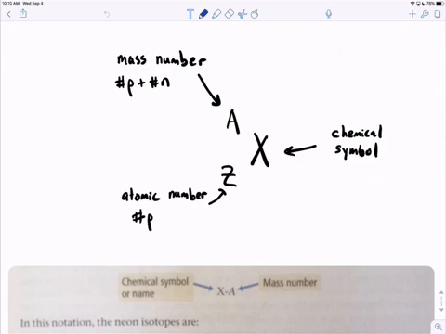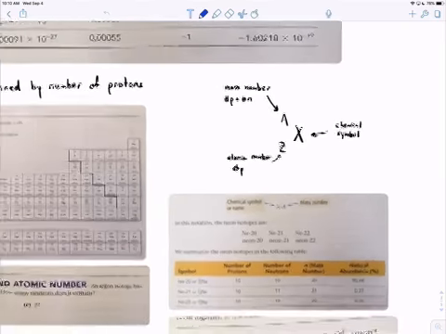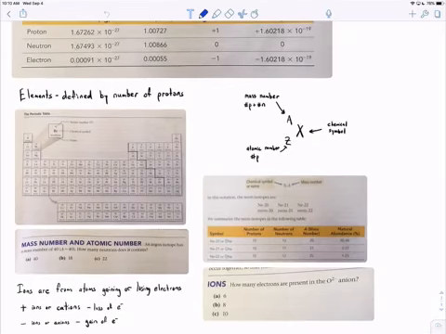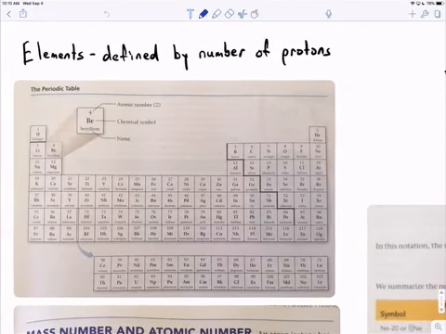The chemical symbol being carbon, we already know that carbon has 6 protons. So the atomic number is in the bottom. It's the same thing as the chemical symbol, because what defines an element are its number of protons. The top number is the mass number. It is the number of protons plus the number of neutrons. And elements are defined by the number of protons.